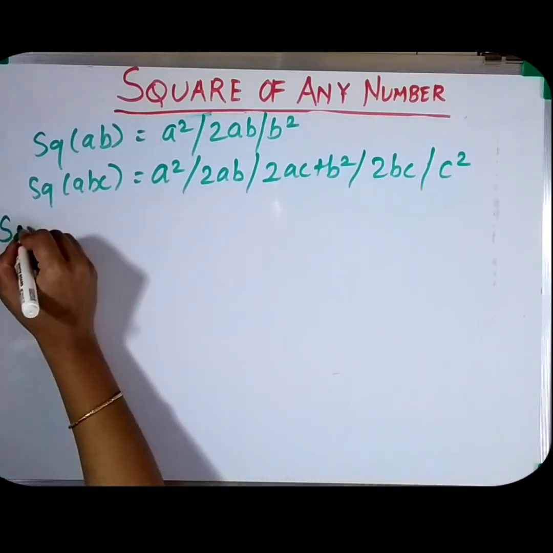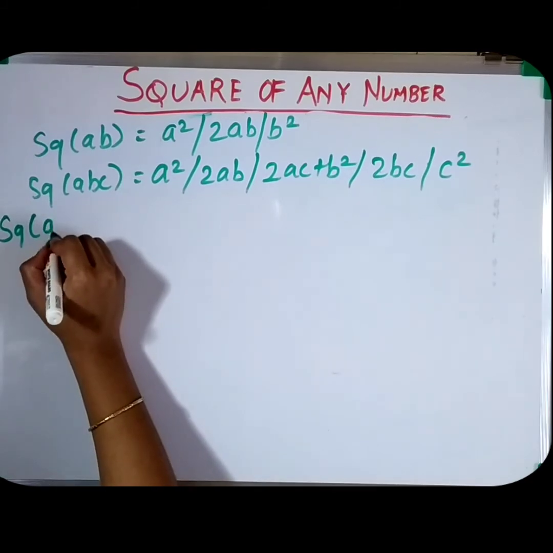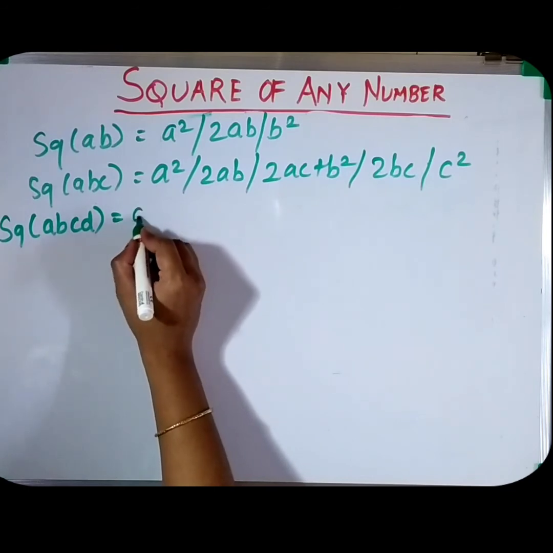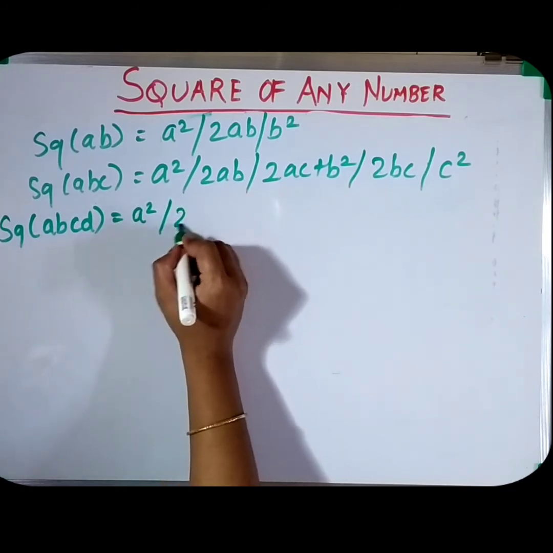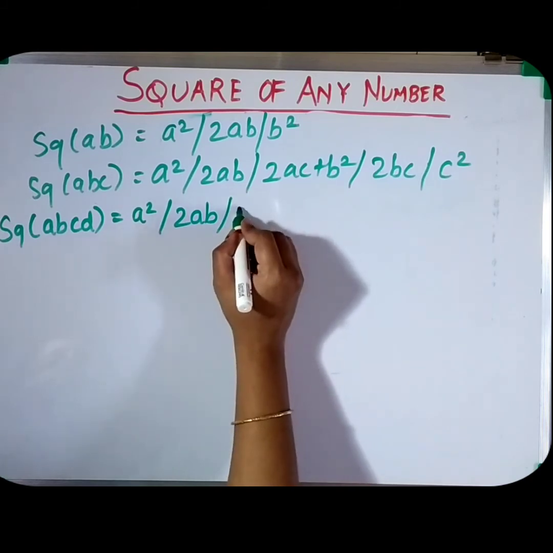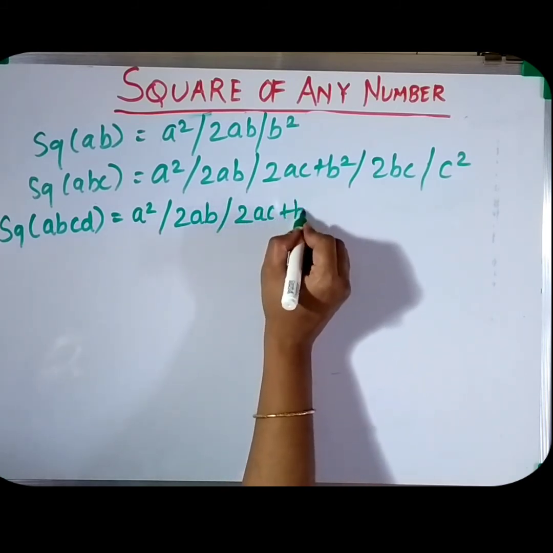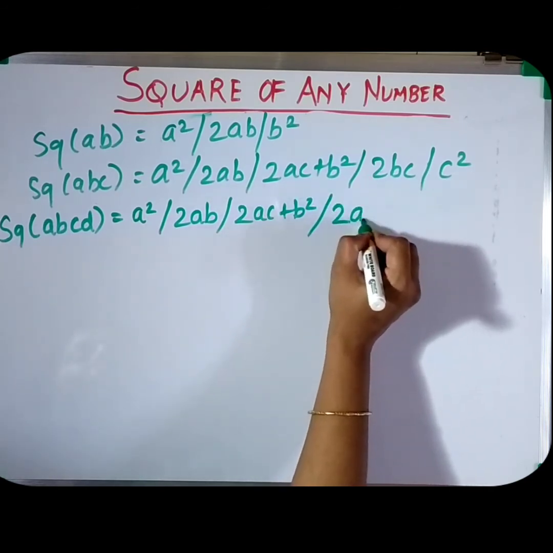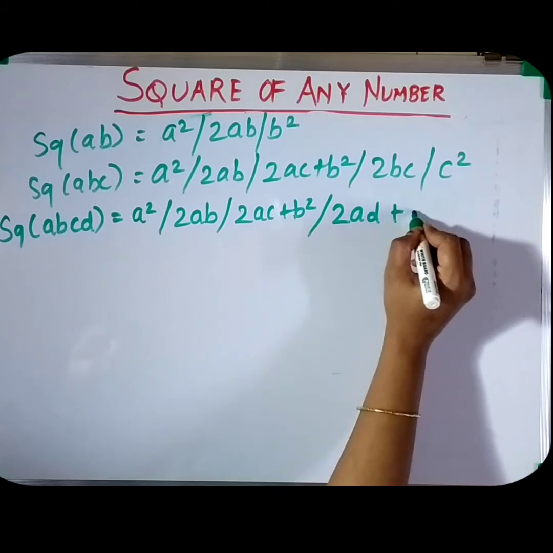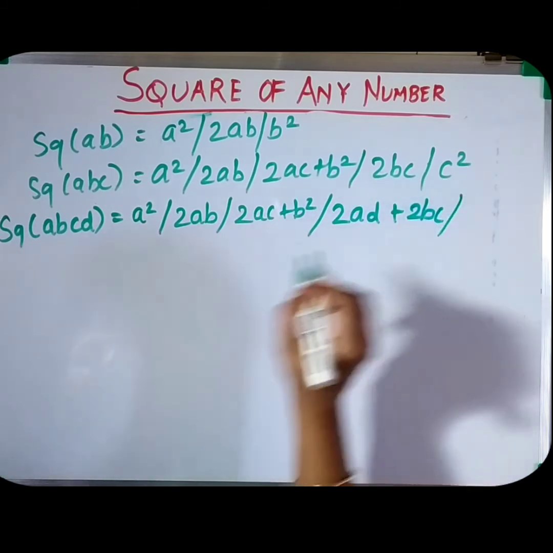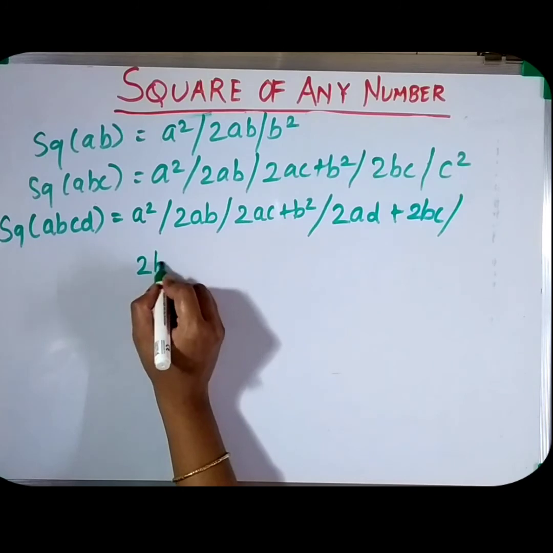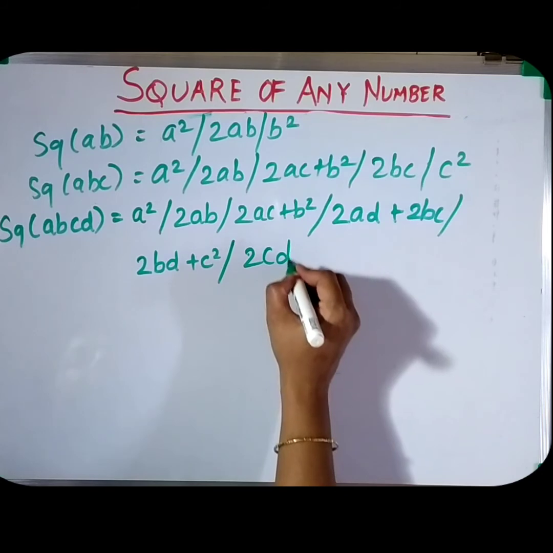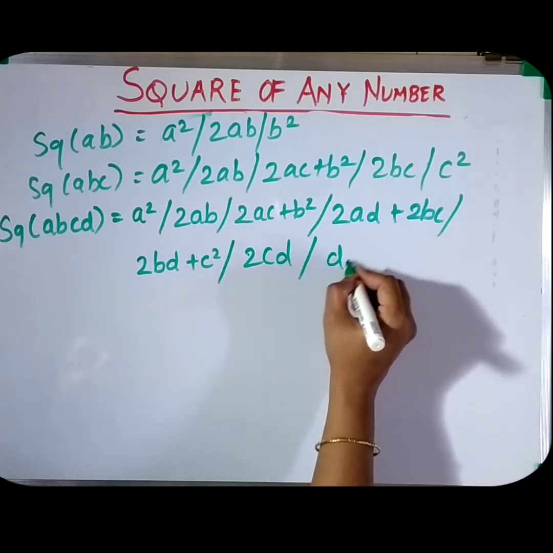Now to find the square of a 4 digit number, what I will do: duplex of the first digit, duplex of the first 2 digits, duplex of the first 3 digits, duplex of 4 digits, duplex of the last 3 digits, and duplex of the last 2 digits, and duplex of the last digit.